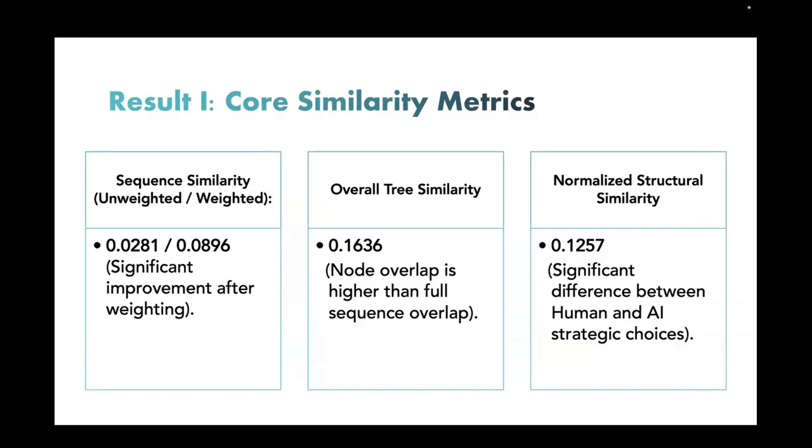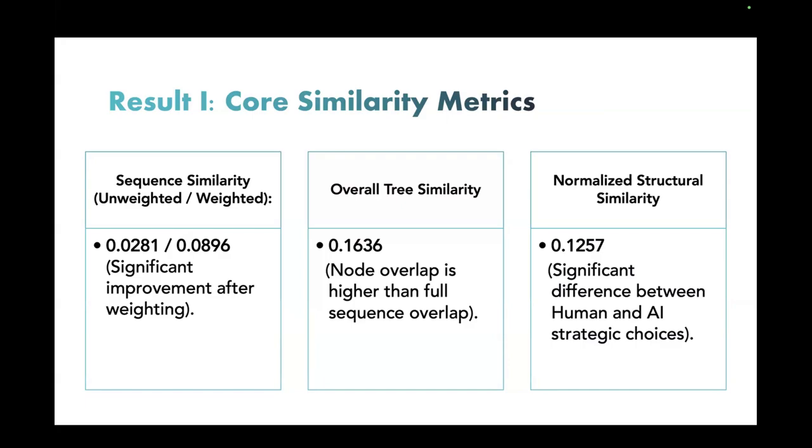We now present the final value from our multi-level comparisons. First, the unweighted sequence similarity is only 2.8%, but through our weighted method, this value significantly improved to 8.9%. This validates that our weighting method is effective in capturing core strategy variations. The overall tree similarity measures 16.3%.